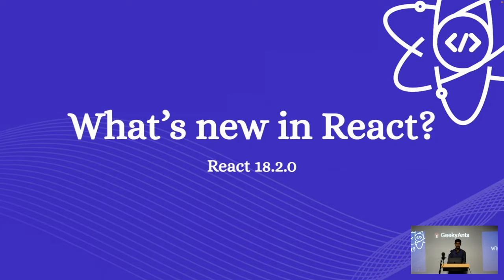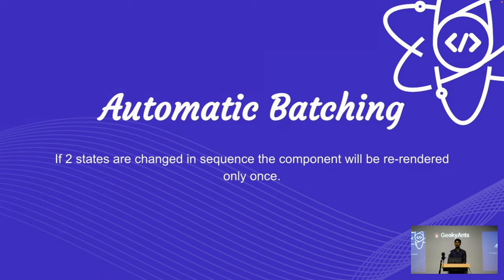So, let's get started. What's new in React? The latest React version is 18.2.0, and let's see what the major updates in React 18 are. The first one is improved automatic batching. This is really an interesting update because it technically requires no change from our end, and it is something which happens behind the scenes.